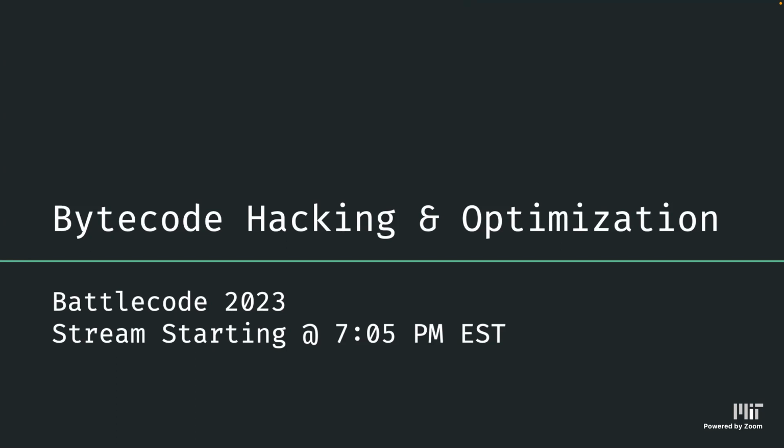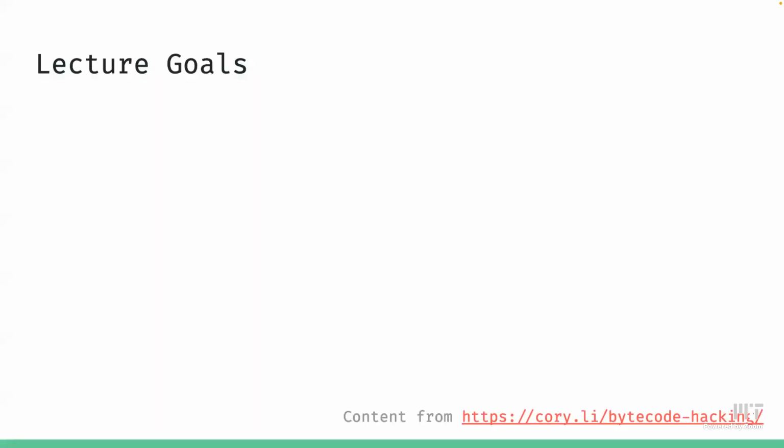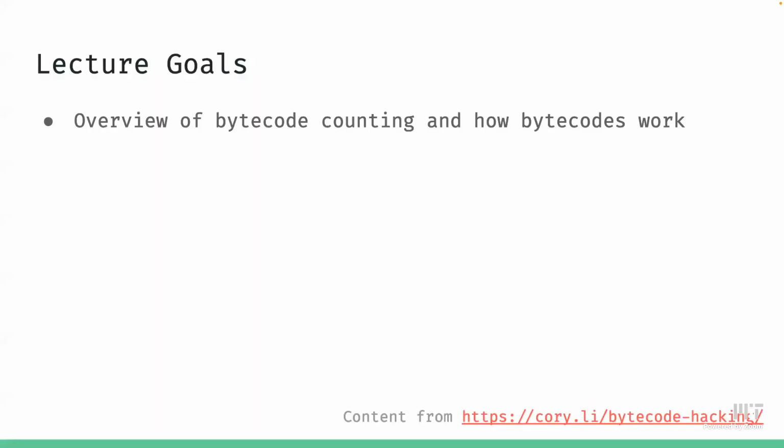So let's get started. For some goals for today, we want to show you what bytecodes are in Java, how exactly they work, why we care about them for Battlecode, and how we consider them when running your bot. Also, we want to show you an introduction to bytecode optimization: how to reduce the bytecode amount in your program and why that is important.